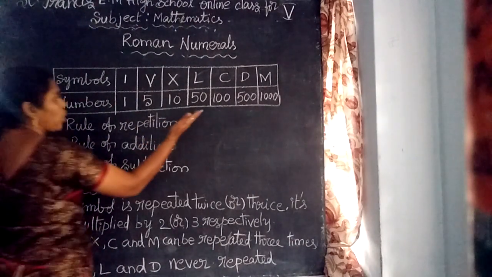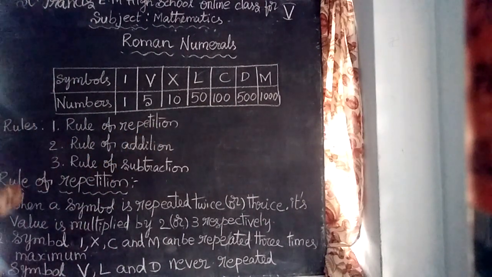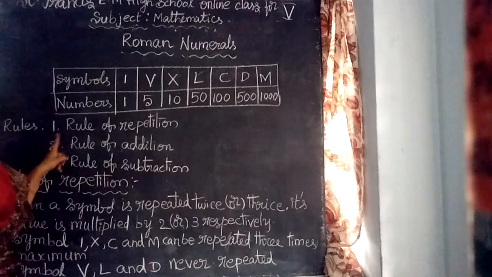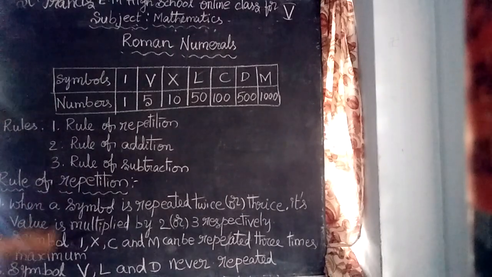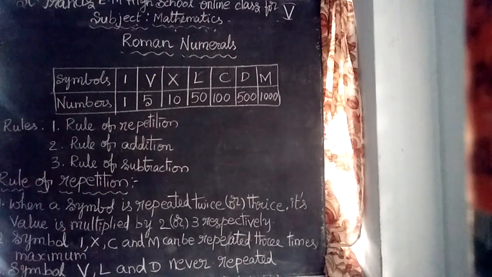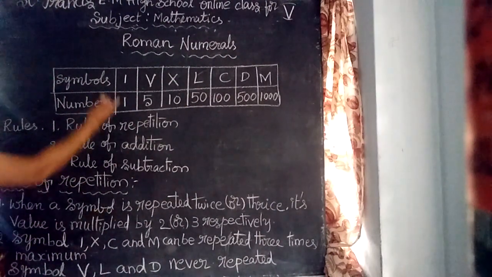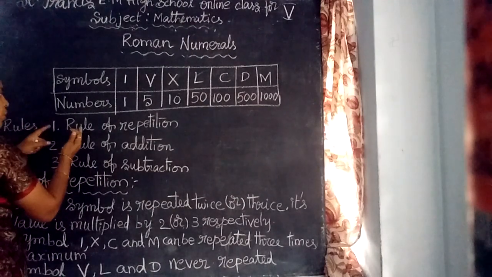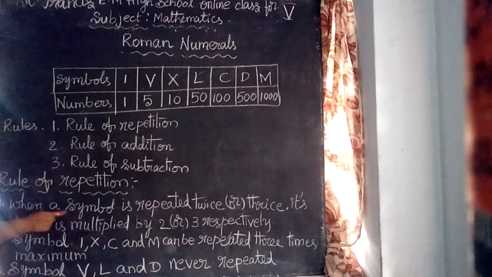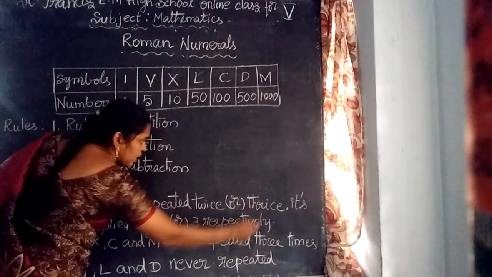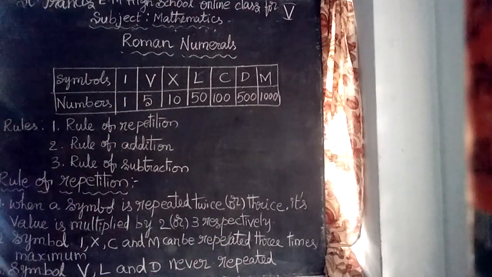See, some rules are there. What are the rules? 3 rules. Rule 1, rule of repetition. Second rule, rule of addition. Third rule, rule of subtraction. These are the 3 rules we use to write Roman numerals. So I am going to the first rule, rule of repetition. When a symbol is repeated twice or thrice, its value is multiplied by 2 or 3 respectively.